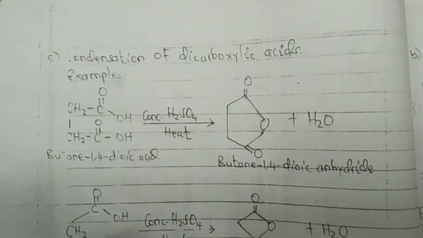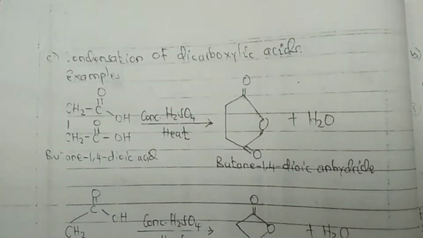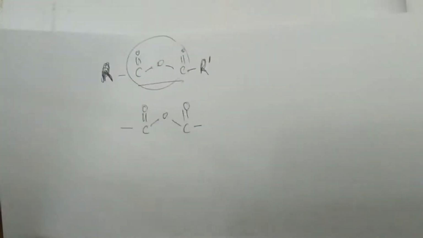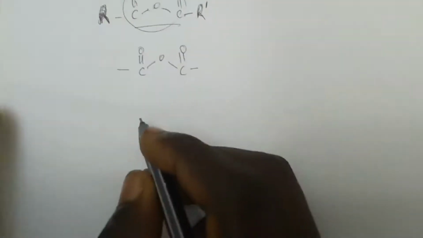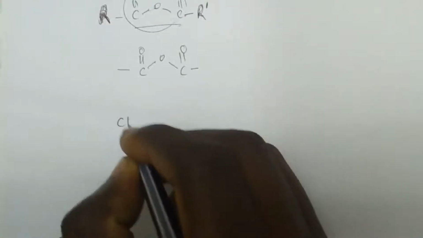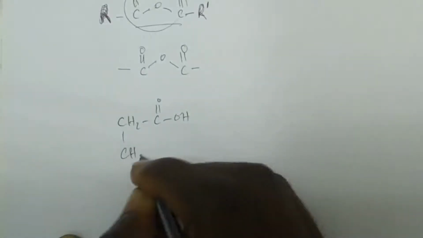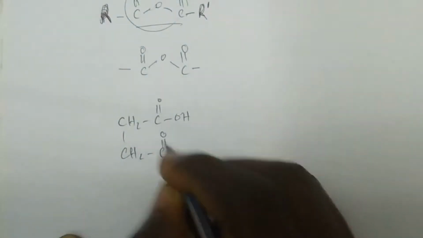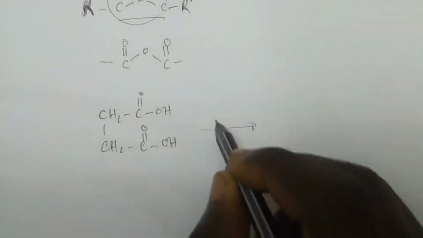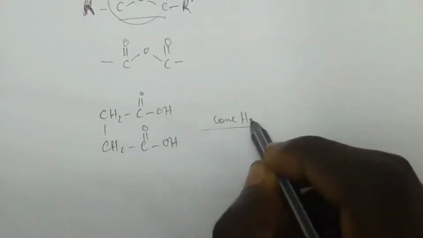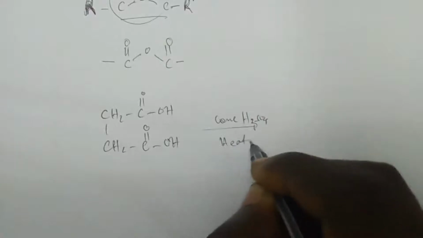pale, atatoka, kwa maana kitabakia oxygen. So what happens hapo ni kwamba tuna CH2, C double oxygen hydroxyl, tuna CH2, C double oxygen hydroxyl. So tunafanya condensation in the presence of conc H2SO4 and heat.